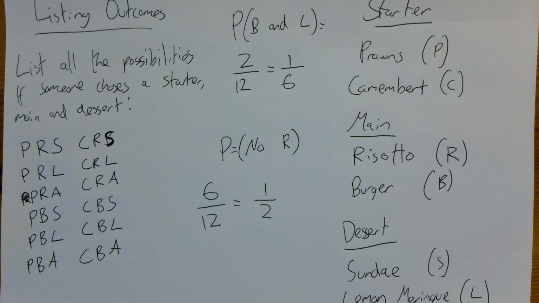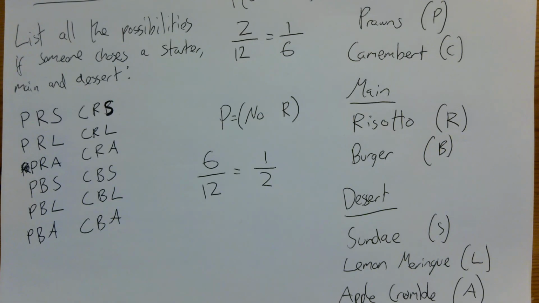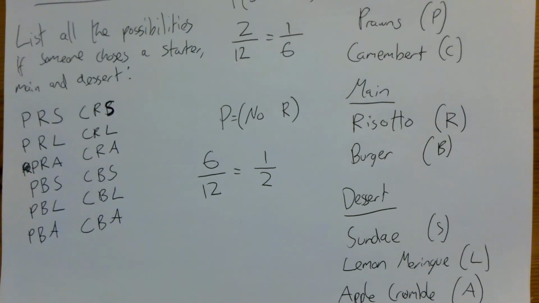That's listing outcomes, quite similar to sample space. So have a go at the task now as instructed on the PowerPoint. And any questions or any problems, just drop me an email and I will get back to you as quickly as possible. I've just realised that apple crumble's off the bottom of that shot, but hopefully that still made sense to you.